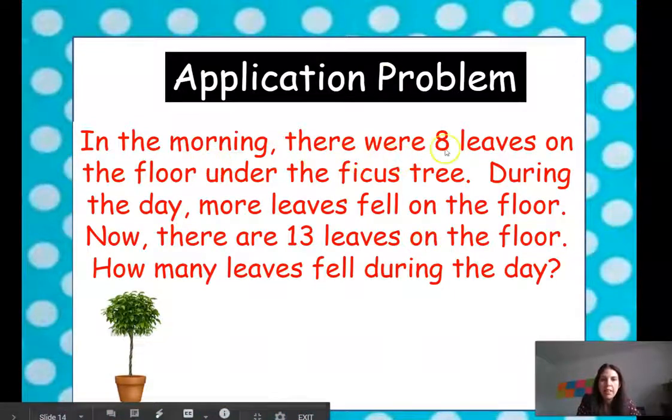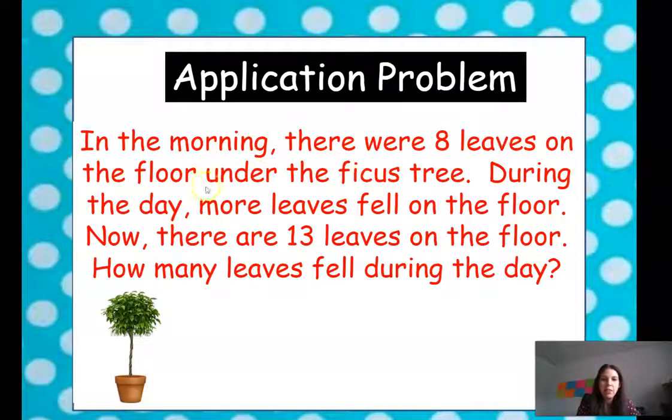In the morning, there were 8 leaves on the floor under the ficus tree. During the day, more leaves fell on the floor. Now there are 13 leaves on the floor. How many leaves fell during the day? So what's the first thing we should do? If you remember from yesterday, we started by reading a problem, and then we drew a drawing, and then at the end we wrote our answer out in a sentence.